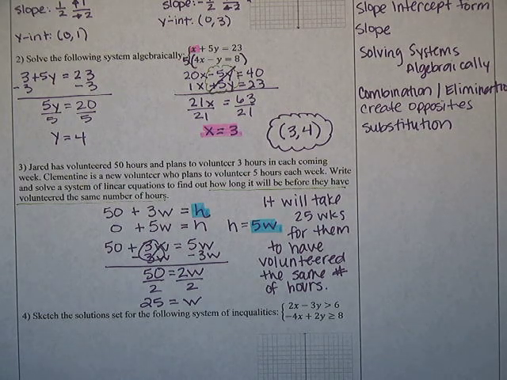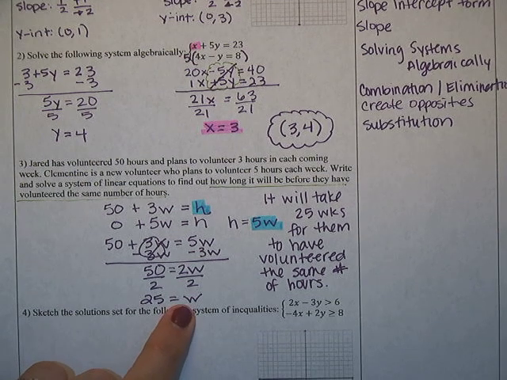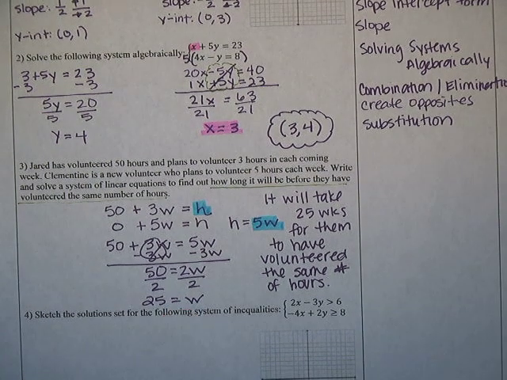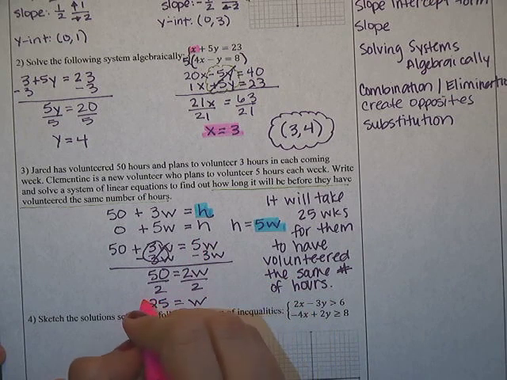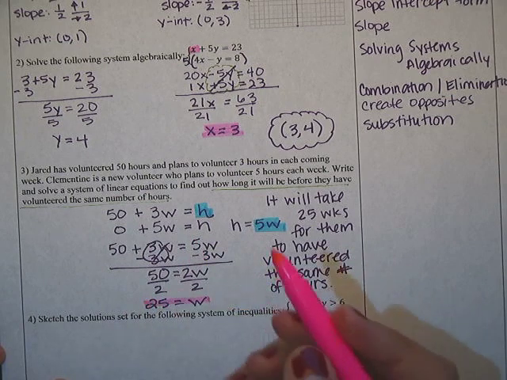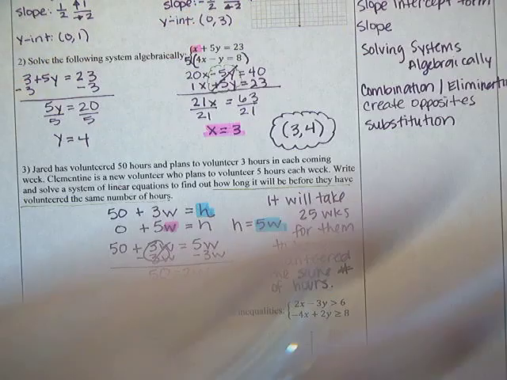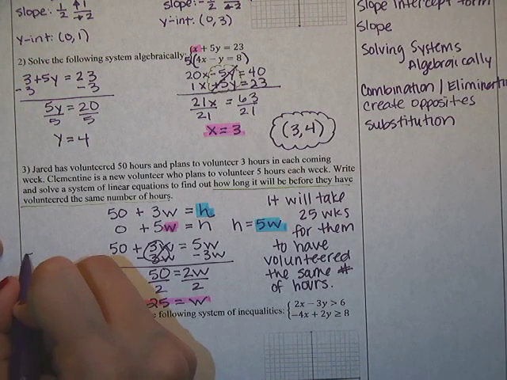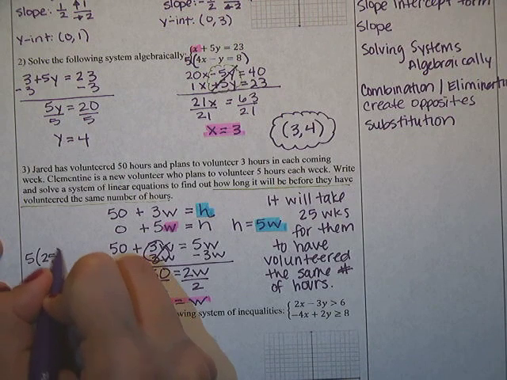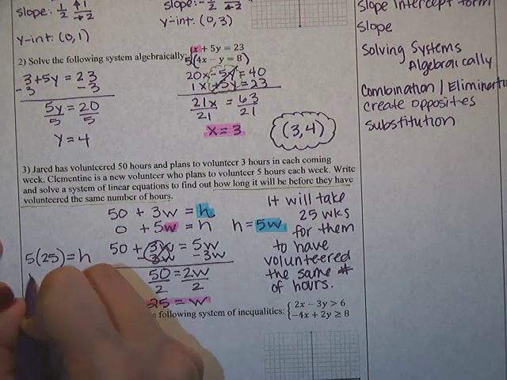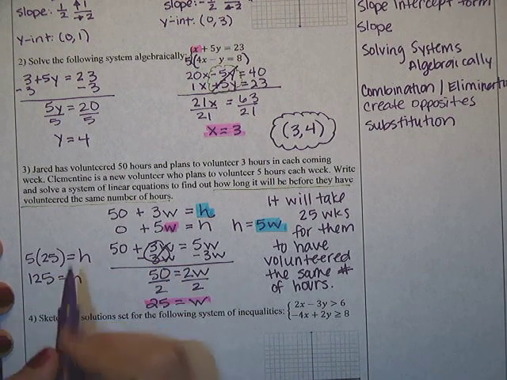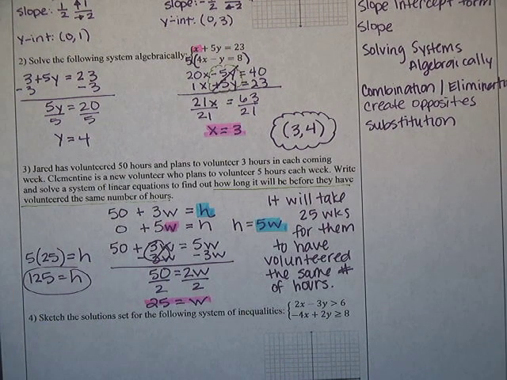Here we're done, but just to show you that you can then go back and take what you found for w and you can plug it in to one of the equations. Let's do this other one, and find out the number of hours. So here we have 5 times 25 equals h, which is 125. So here, in 25 weeks, they will both have volunteered 125 hours.